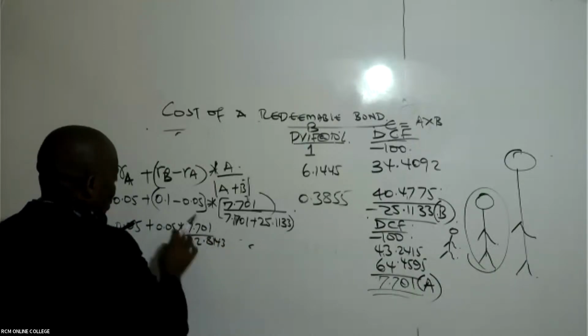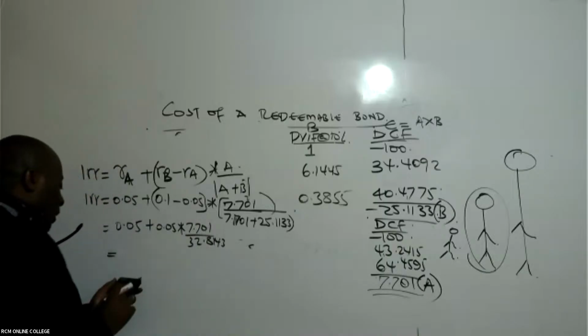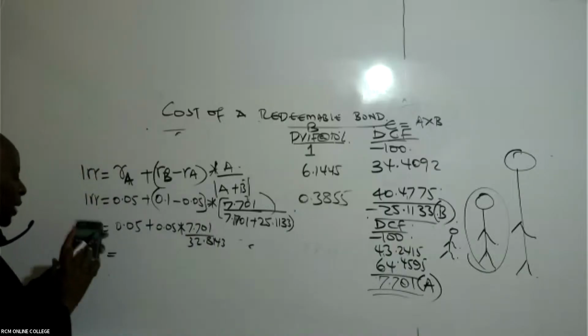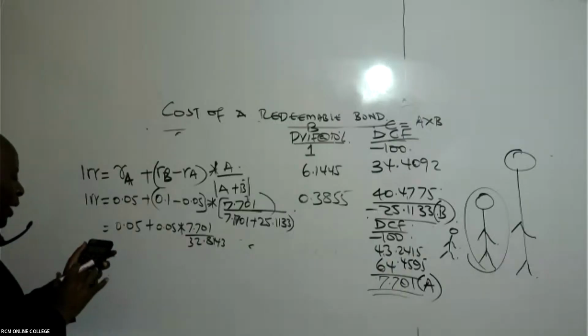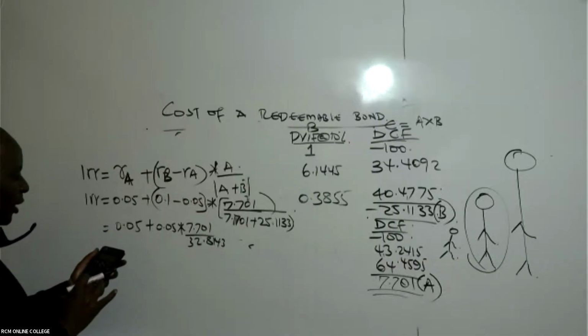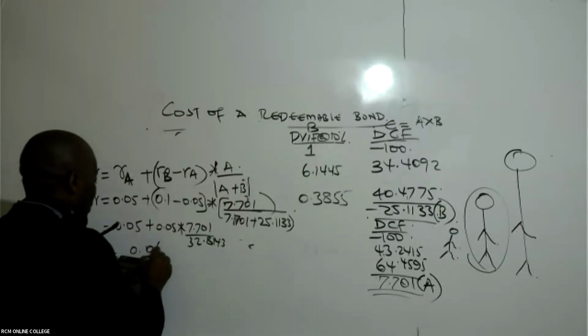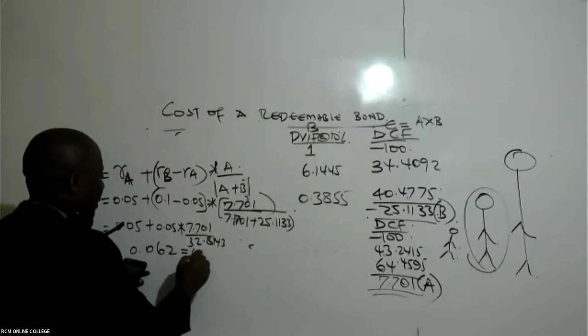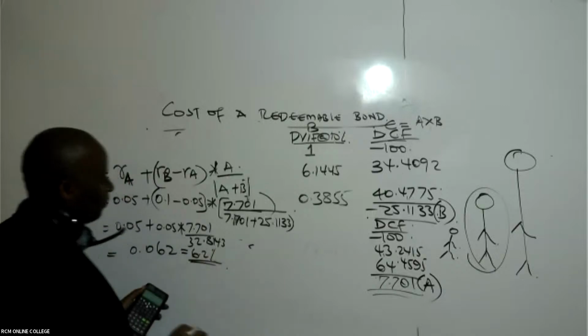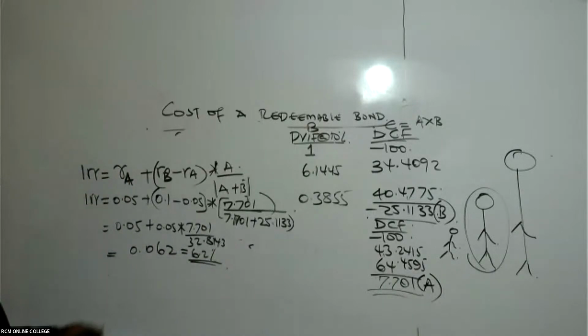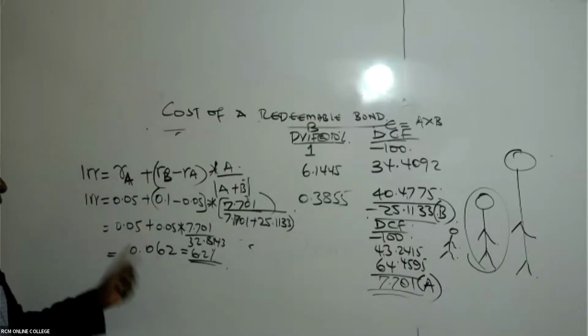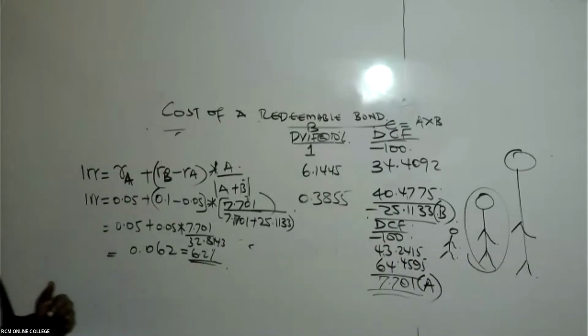So this is 32.8143. If you wish, you can multiply this fast, but if you have a good calculator, without pressing equals anywhere, you say 0.05 plus 0.05 times 7.701 divided by 32.8143. And then you press equals at the end. You'll be able to get 0.062, which is the same as 6.2 percent. Somebody may have gotten 5.9, another person 6, but this 6.2% is very, very good.